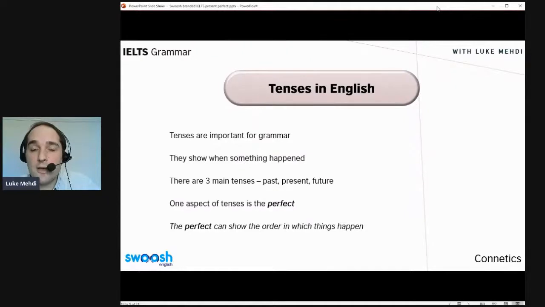So if you're talking about something that happened before, you would use the past tense. If you're talking about something that you expect to happen in the future, of course, you would use the future tense.